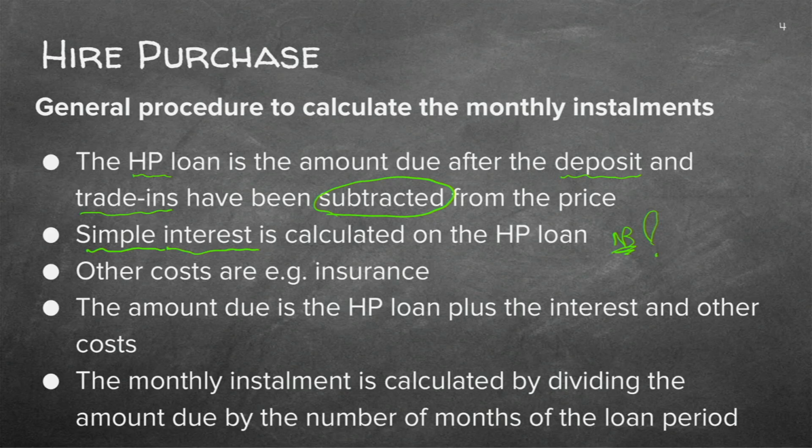Now, there may be other costs like insurance that you have to pay monthly. That also has got nothing to do with the amount of money that you borrow from the bank. So that is something that you have to put extra on your monthly installment. The amount due is the hire purchase loan plus the interest and other costs. Now, again, the amount that I need to pay in the end is all the monthly costs that I have on my transaction. The monthly installment is calculated by dividing, let's just underline that.